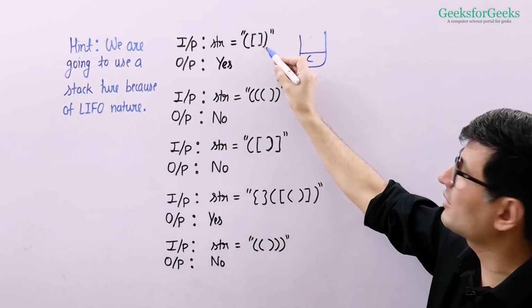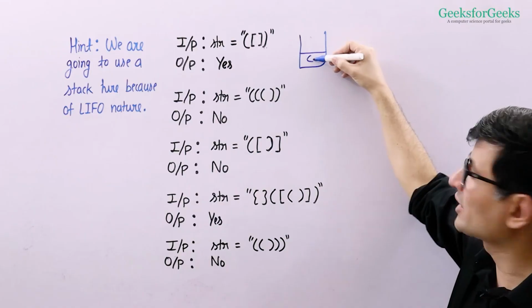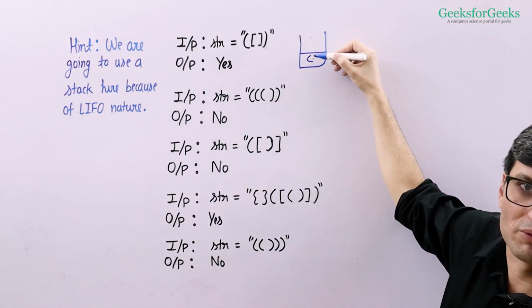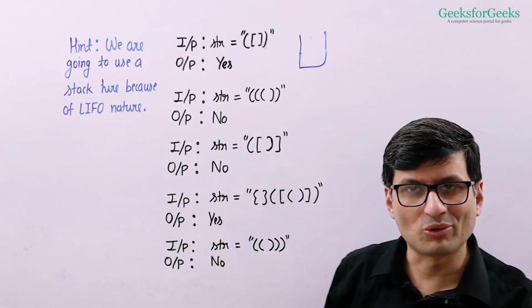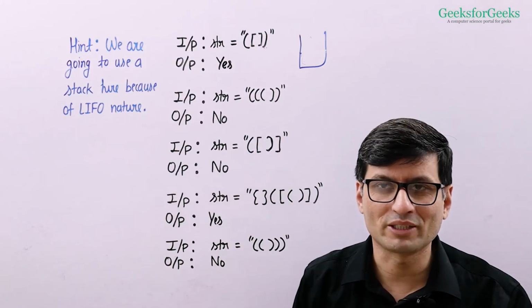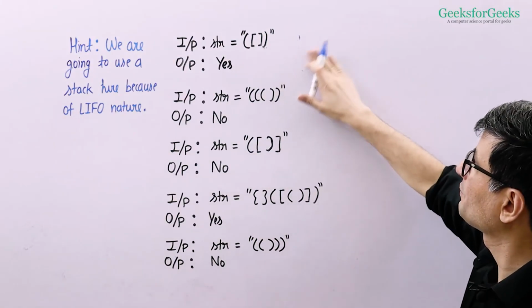Now when you come to this small bracket, you are again going to match it with the top of the stack, and it's matching with the top of the stack, so you will remove it. And when the stack becomes empty and you have processed the whole string, you are done. You have balanced parentheses. Let's see this example.